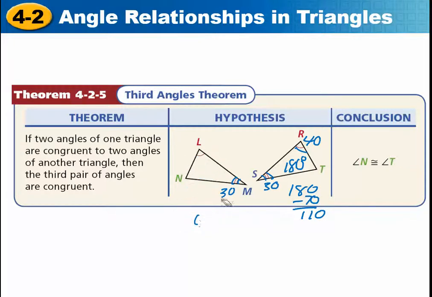So you don't even have to know the specific angle measures. You just have to know this theorem that says that if it's true that angle L is congruent to angle R and angle M is congruent to angle S, then you'll know that angle N is congruent to angle T.